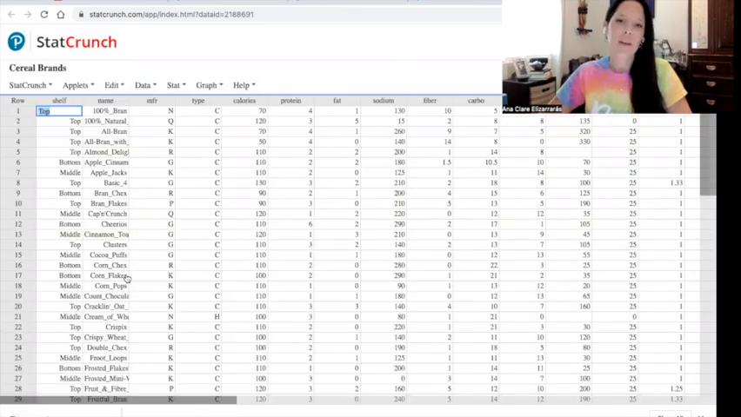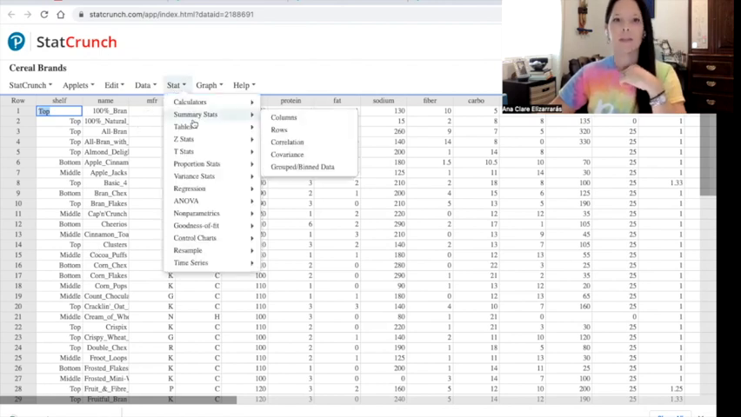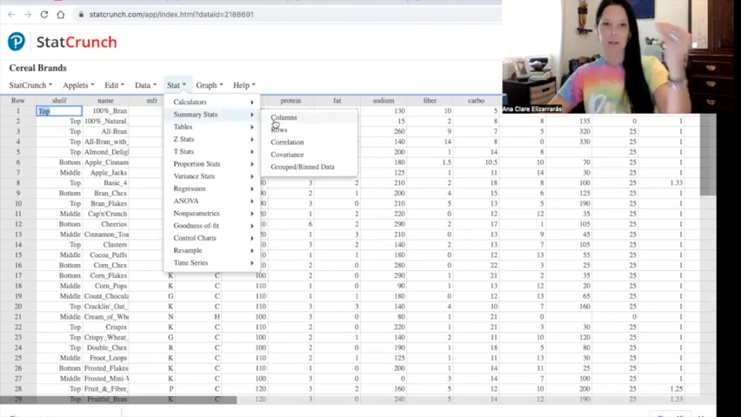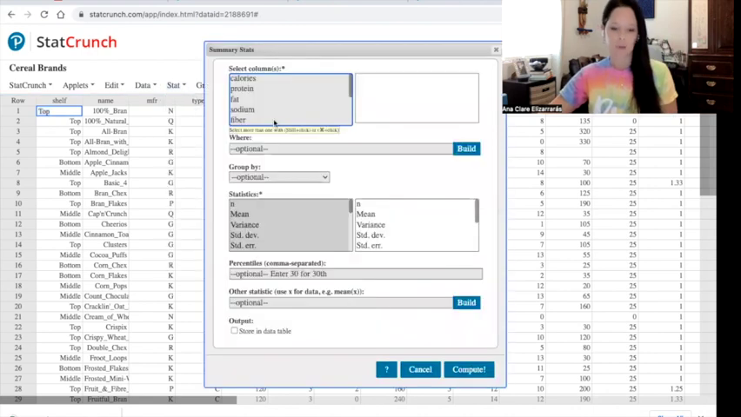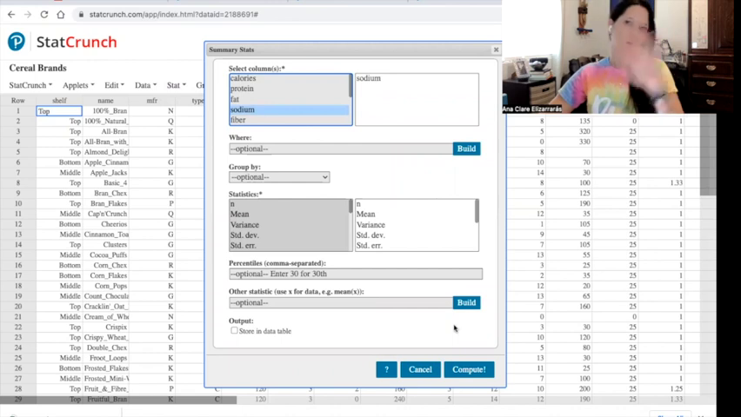We want to compute the 5-number summary. And remember, the way in which we do this is we are computing summary statistics by column, because the data is in columns. We go to Stat, Summary Stats, Columns. So we're calculating summary statistics, describing this distribution by column, and we are selecting sodium. That's all we need to select.